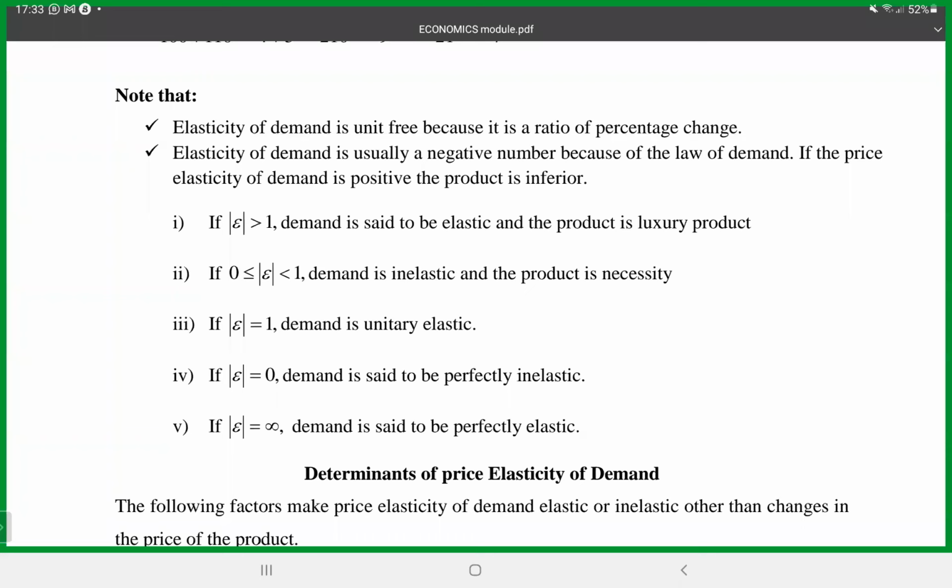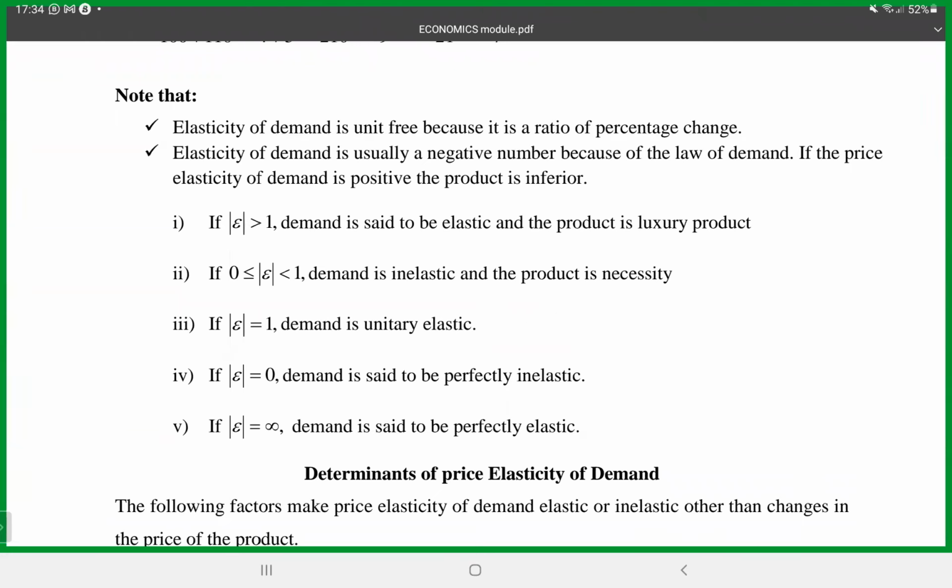Now, if elasticity of demand is equal to one, that means that demand is said to be unitary elastic, okay? Unitary elastic simply means if you change the price by 50%, the quantity demanded also changes by 50%. Again, if elasticity of demand is equal to zero, the demand is said to be perfectly inelastic, which simply means that even if you change the price, the quantity demanded does not change. When you calculate the absolute value, which is supposed to be positive all the time, and you find that the answer is zero, just know that for that product, even if you change the price, the quantity does not change.